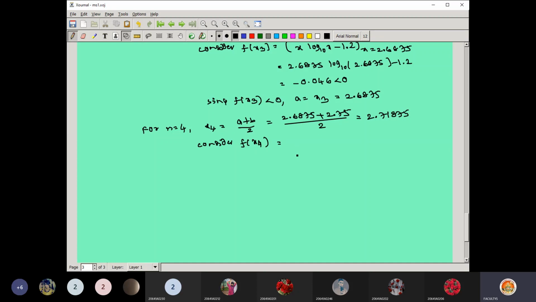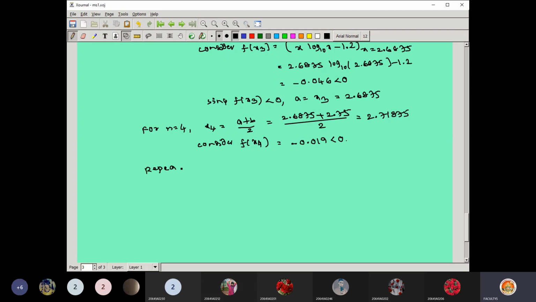If I write that x4 value in the given expression, what will be the answer you are getting? 2.71875 into logarithm of 2.71875 minus 1.2, minus 0.019. So minus 0.019, again less than 0 has come there. Don't go beyond that, we have almost reached there. Since it is less than 0 again, the a value changes. Since we have already done 5, better you make a statement.